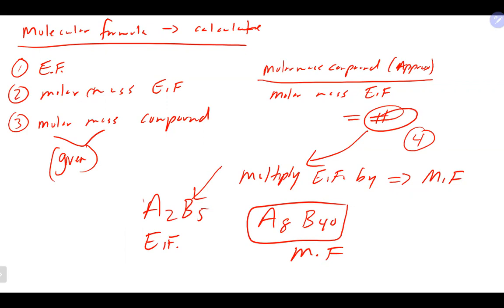Really, the only place where it's maybe safe to do a little bit of rounding is if this number is not a whole number. It's probably safe to round it to a whole number, because it should be pretty much a whole number multiple there. So that's probably a safe spot to round. Any questions on empirical formulas, molecular formulas, any of those things there?